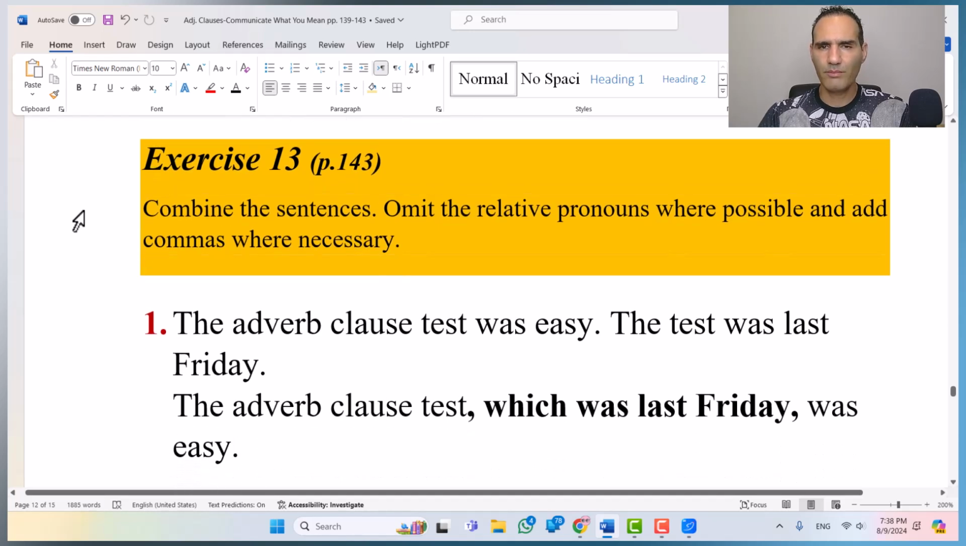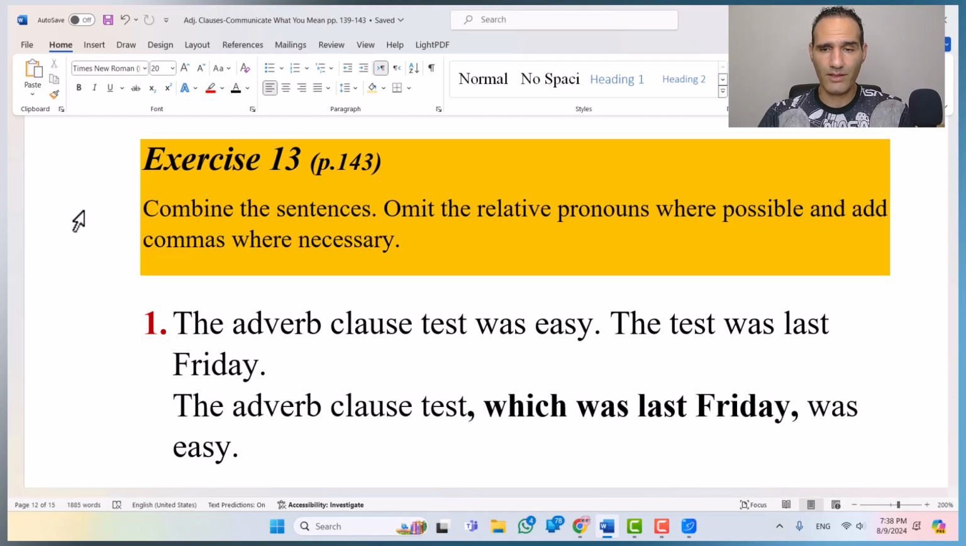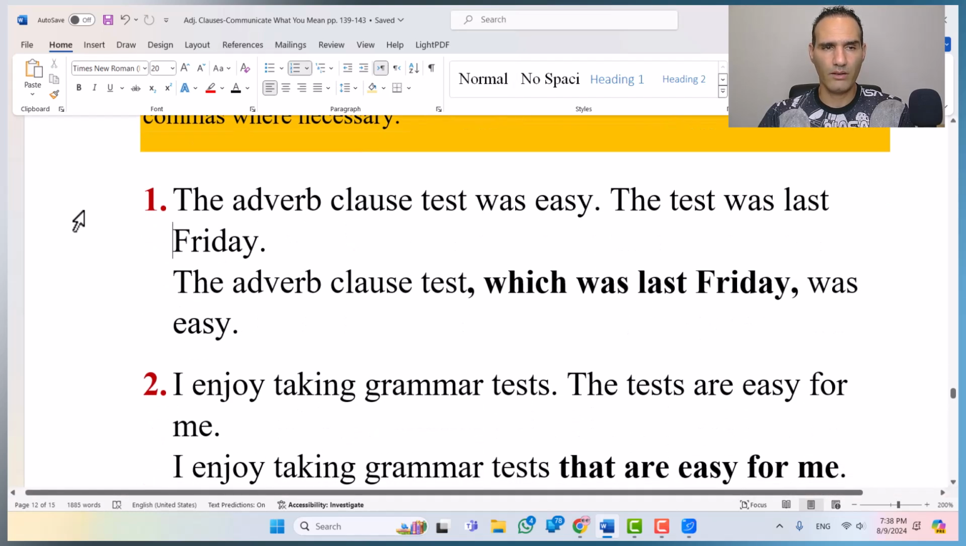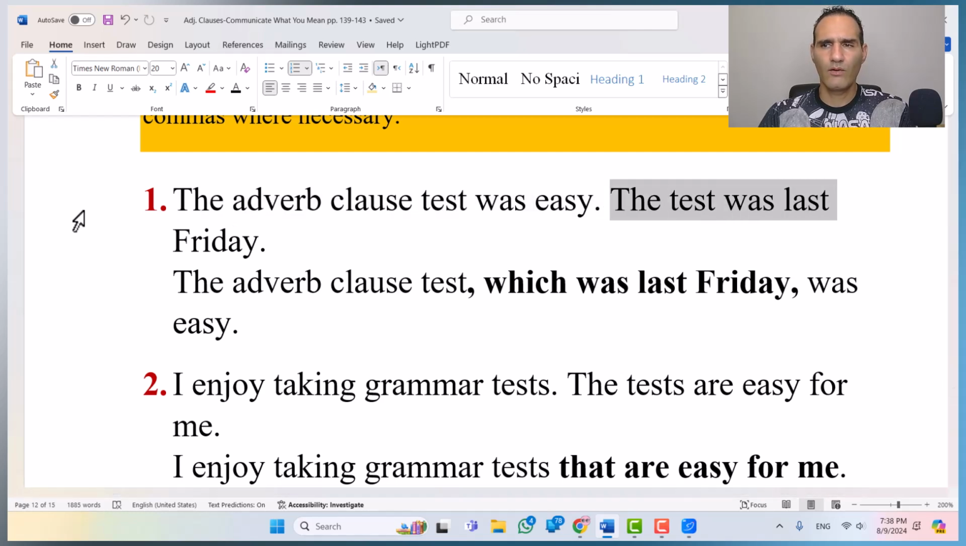Two sentences, please combine them and make an adjective clause. Insert the adjective clause in the main clause. It says, the adverb clause test was easy. The test was last Friday. So the adjective clause, it is for the test and it should go after the adverb clause test. It cannot, for example, come here. We talked about it in the previous videos.